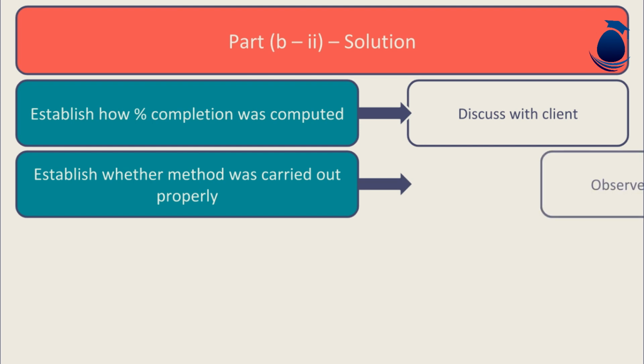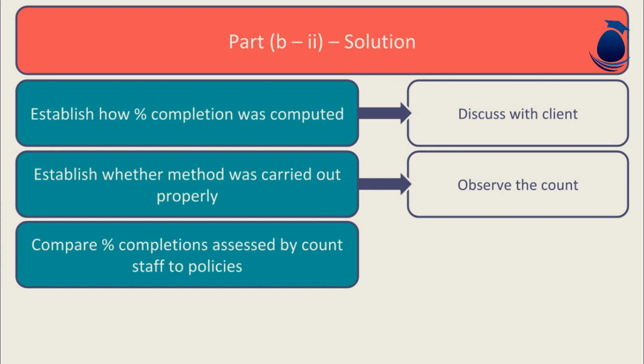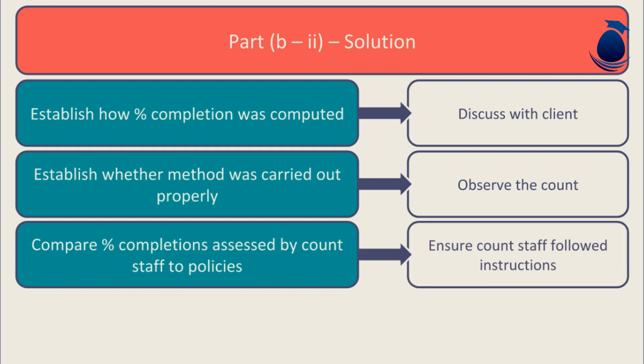They should observe the procedures carried out by the Jackdaw account staff during the year-end count to assess whether any assumptions made by them are reasonable. For a sample of partly assembled cars, they should compare the percentage completions assessed by the count staff to Jackdaw's policies or instructions for the count. This would ensure that the count staff were following instructions and minimizes the risk of misstatements.